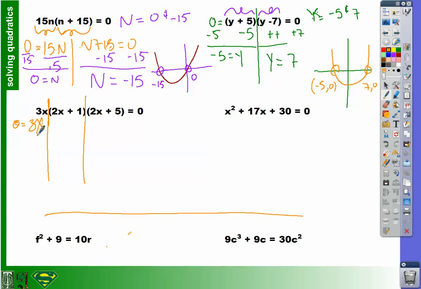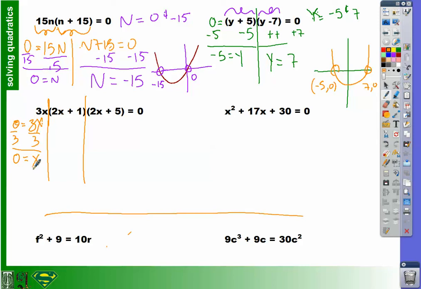What am I going to do to both sides to get the x by itself? Minus 3x. No, what's the opposite? So right now we have 3 times x. Well, we're going to divide both sides by 3. Divide both sides by 3. And so I get 0 divided by 3 is 0. So 0 is equal to x.